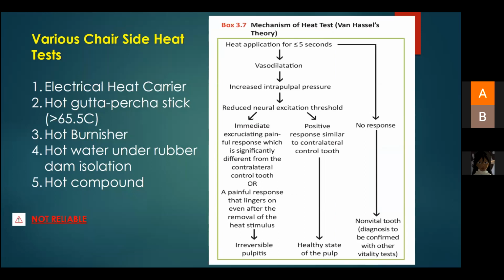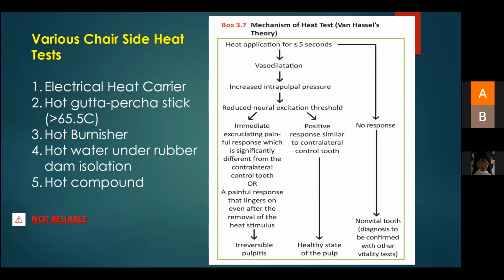And one more tip I want to give you in a practical scenario in your college: if you're having a patient and you have to do a heat test, your seniors must be telling you to heat the burnisher red hot and then apply it on the tooth. Can you imagine if the metal is turning red hot, what will be the temperature of that particular burnisher? It will be so much that even if the patient is not having irreversible pulpitis, you will give him irreversible pulpitis. It's so severe. So the temperature has to be maintained.